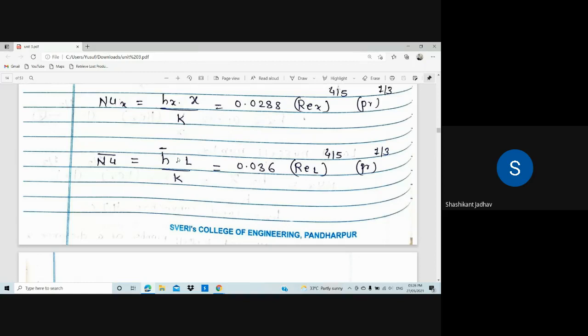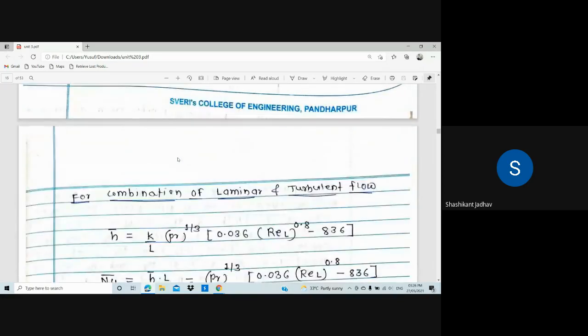Prandtl number is denoted by Pr. Reynolds number is denoted by Re. Rex is nothing but the Reynolds number at distance x. ReL is nothing but the Reynolds number at distance L, that is local Reynolds number and average Reynolds number. In that form we have to write down the equations. So for the turbulent flow, these are the equations for the local heat transfer coefficient, average heat transfer coefficient, local Nusselt number and average Nusselt number.